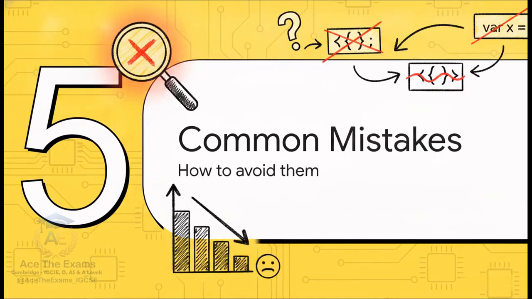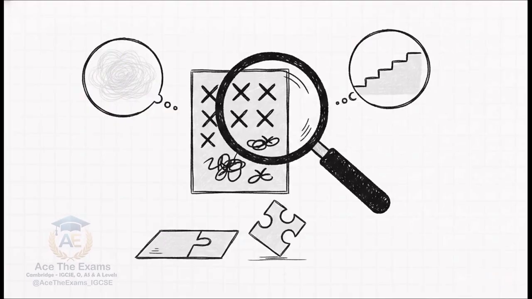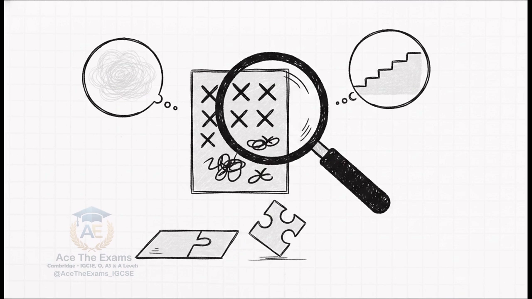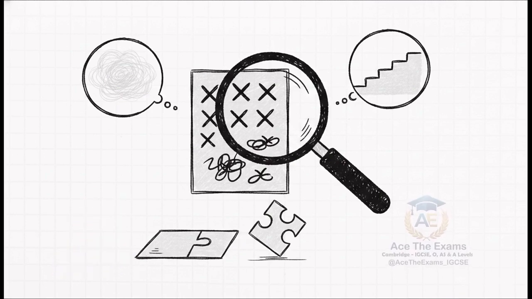Let's transition into Section 5, avoiding common mistakes. Look, understanding how to do it right is really only half the battle. Knowing exactly where students bleed marks on the page is what gives you the ultimate edge. Let's do a rapid-fire find the flaw session with these examiner-identified pitfalls. First up, using vague wording.